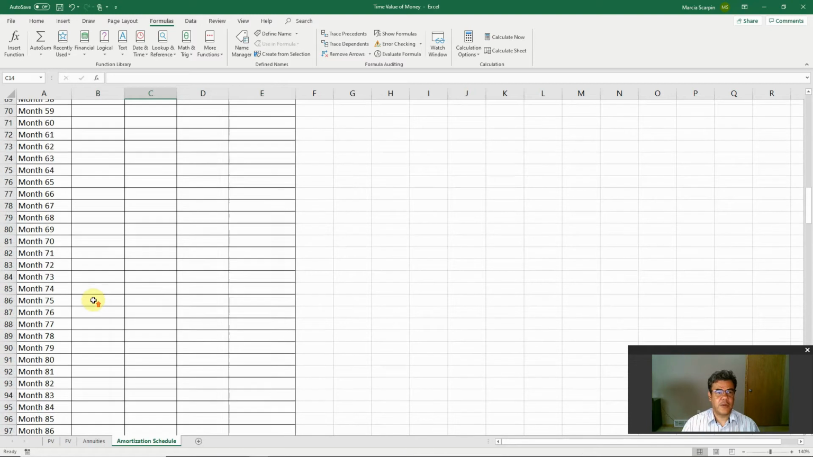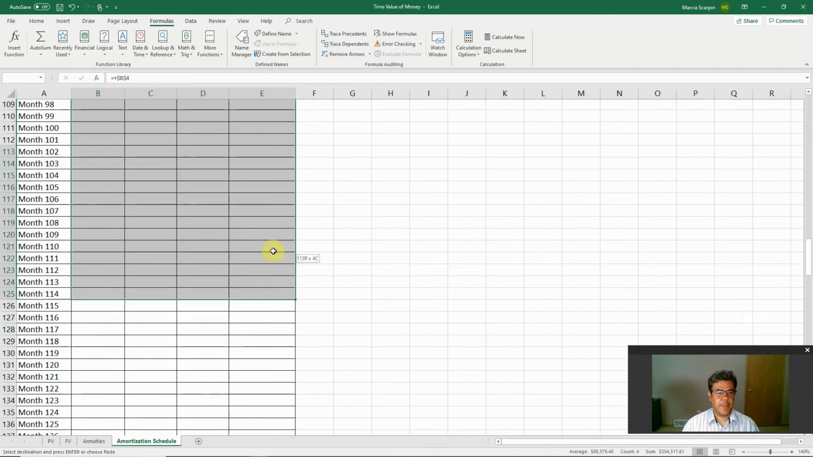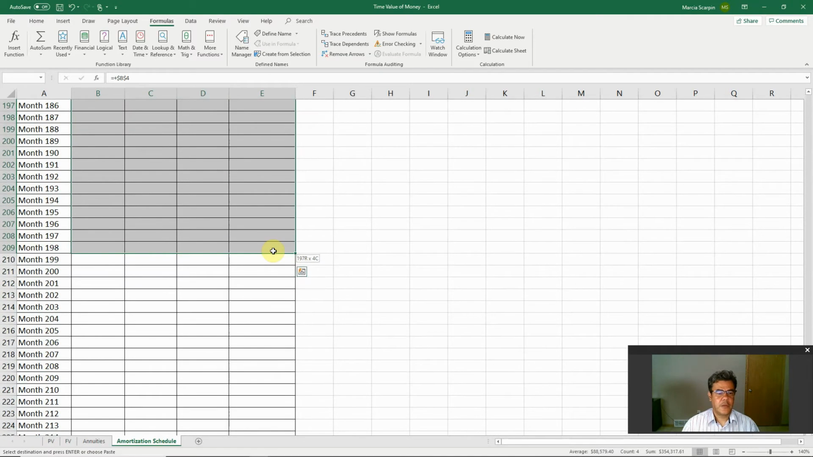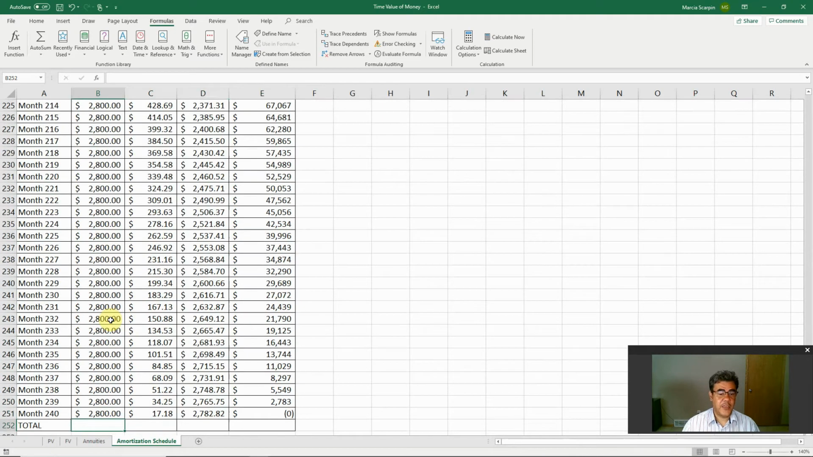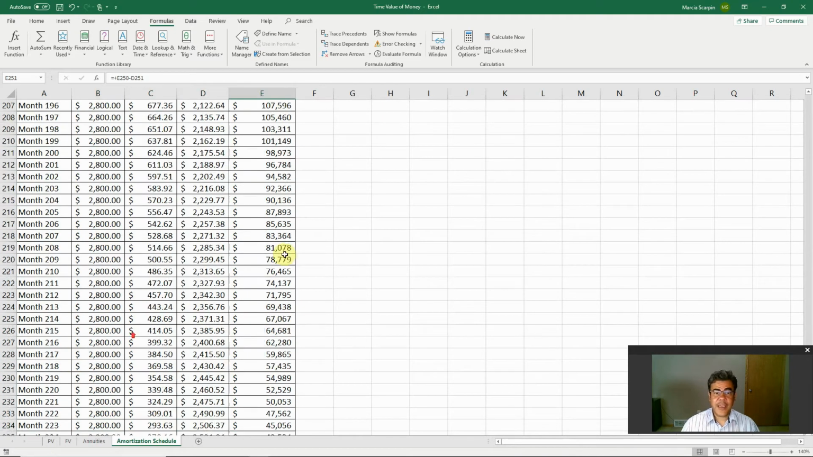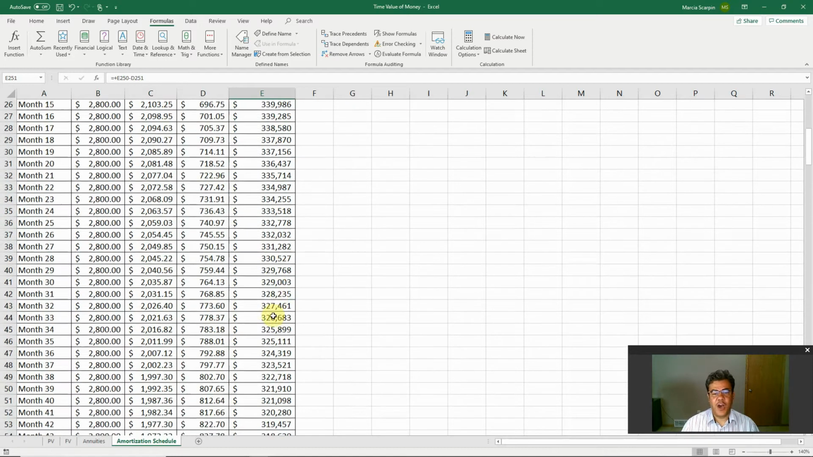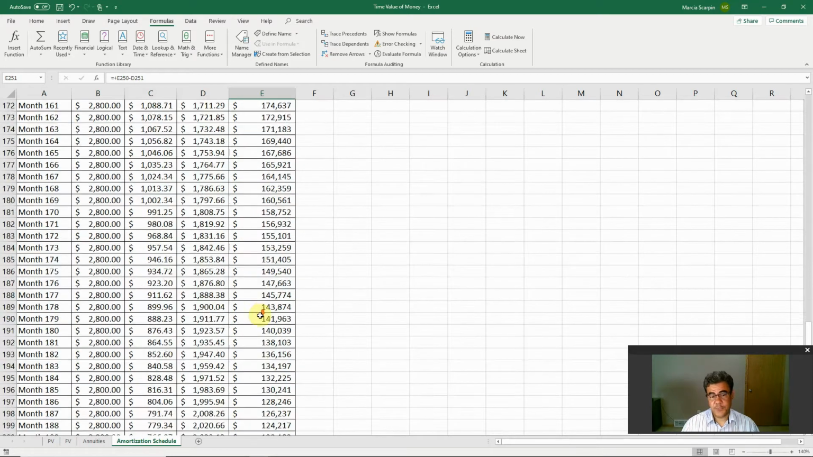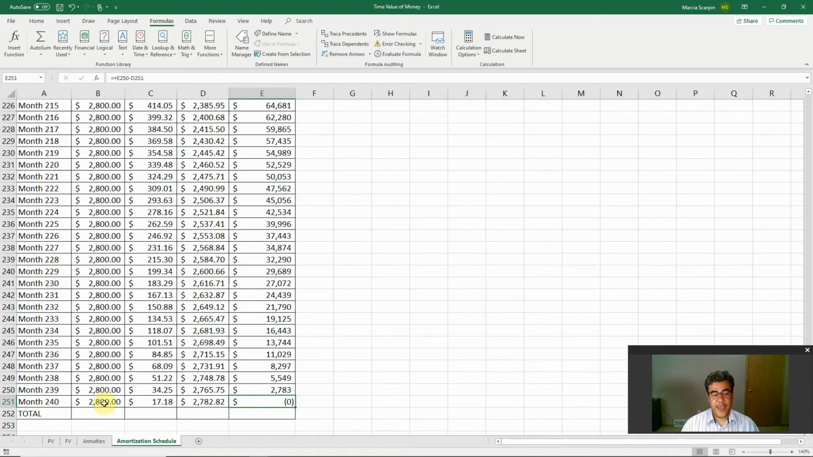So okay, how do we fill it until month 240? That is quite easy now. We copy here and paste until the end. And let's double check here. Our carrying value must be nothing at the end of our mortgage. So yes, our amortization schedule is right.